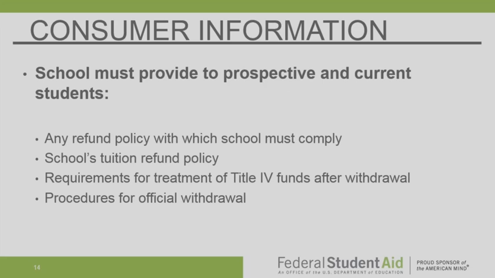Now let's talk about consumer information. Consumer information is not just for your current students, it also applies to your prospective students. Therefore, you need to publish your consumer information where both populations will be able to access them. If you have any refund policy with which your school must comply, coming from your country, your Department of Education, your quality assurance, accrediting agency for your programmatic or your institutional accreditation, you need to publish it not just for your current but also for your prospective students.